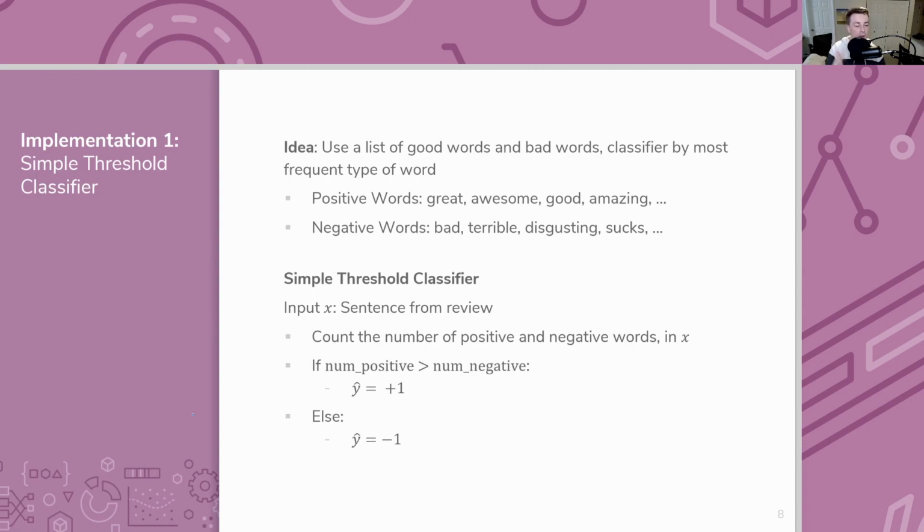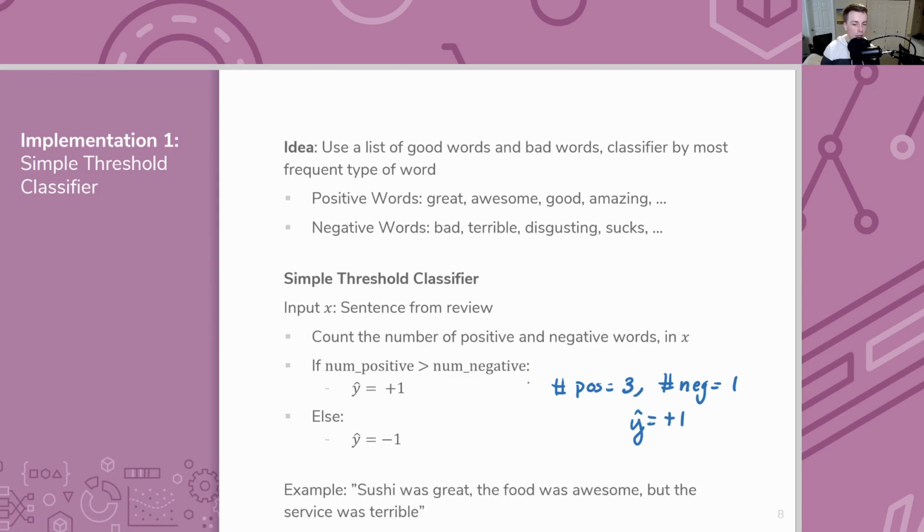And then you can imagine this first implementation we'll use, we'll call this the simple threshold classifier, takes a sentence from the review and then just counts the number of words that are positive according to this list of positive words, counts the number of words that are negative according to this list of negative words, and then if the number of positive words is greater than the negative words, then report +1, otherwise report -1. So just for a concrete example, if the number of positive words was 3 and the number of negative words was 1, then we would predict +1.